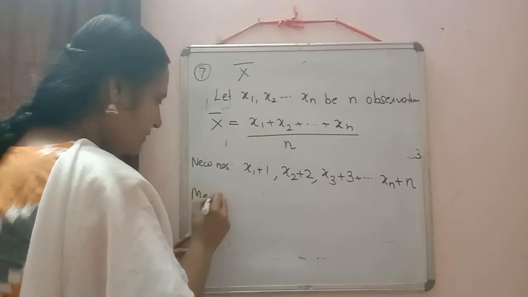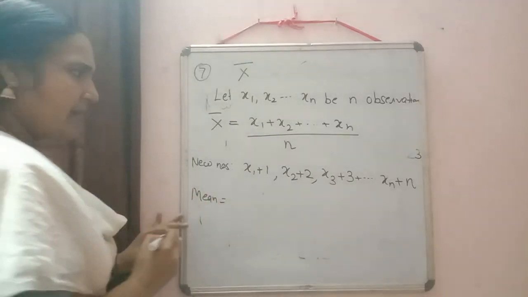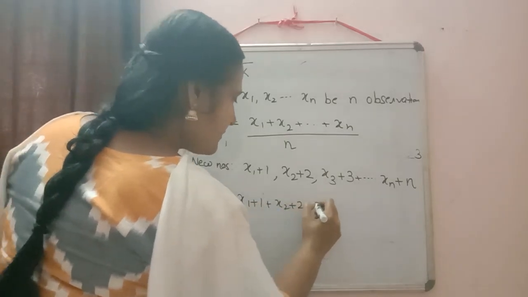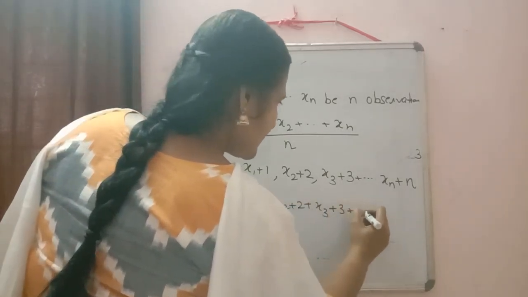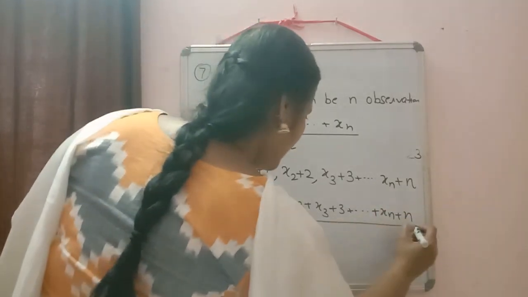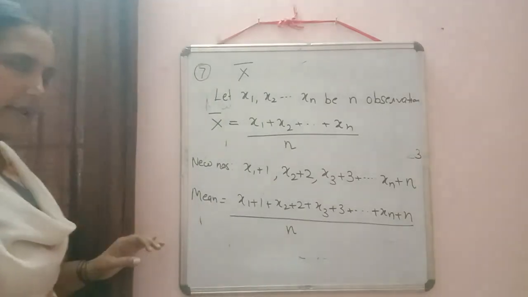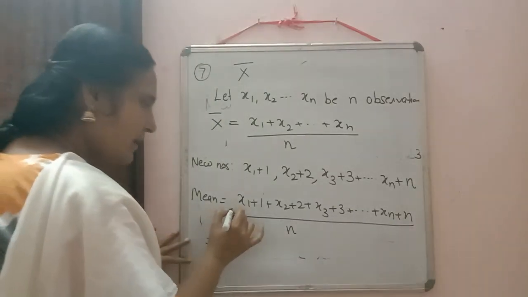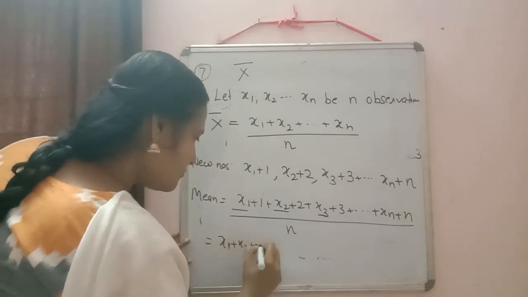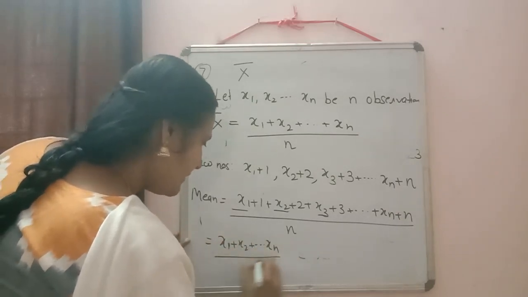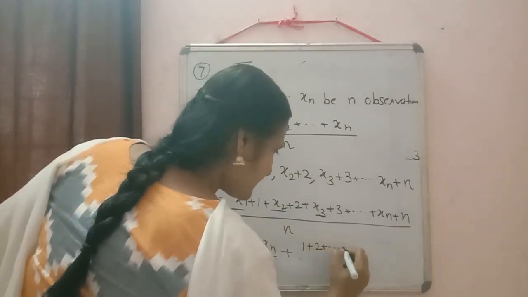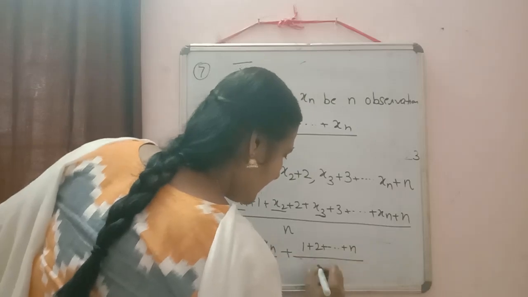Now we have to find out the mean. So we will write in this way. Sum of all the numbers: x1 plus 1 plus x2 plus 2 plus x3 plus 3 plus etc. plus xn plus n, divided by how many numbers are there? n. Now here x1, x2, etc. we can write together: x1 plus x2 plus etc. plus xn divided by n. The remaining one: 1 plus 2 plus etc. plus n divided by n.